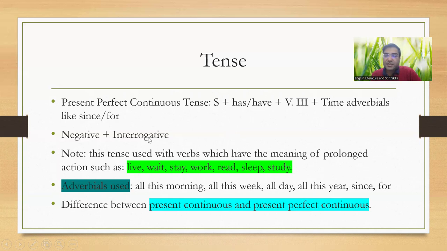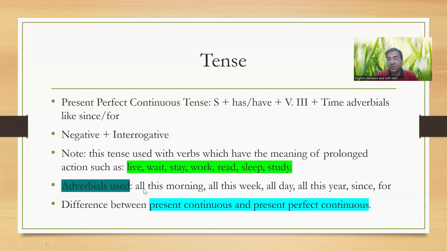Since and for are mostly used for showing the time. Since is used for a point of time, like since 1990, a fixed point in time. For is used for a period of time, like I have been living in Jodhpur for 10 years. So for a period you have to use for, and for a fixed time you have to use since. This tense is used with verbs that have the meaning of prolonged actions, like live, wait, stay, work, read, sleep, study. I have been studying for 2 hours. So you can frame sentences based on these verbs.